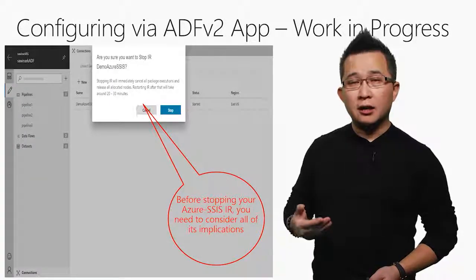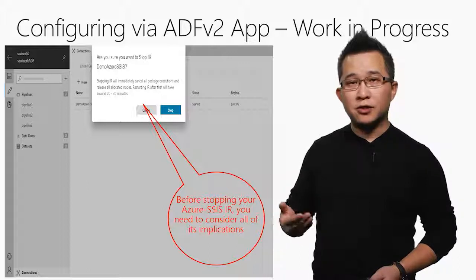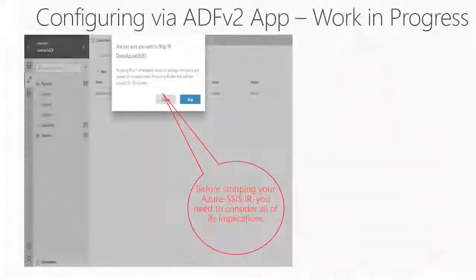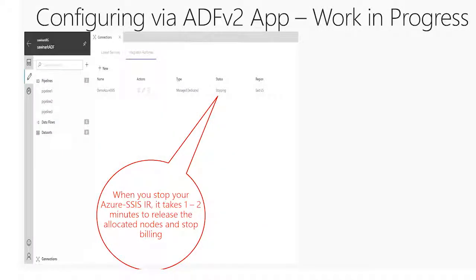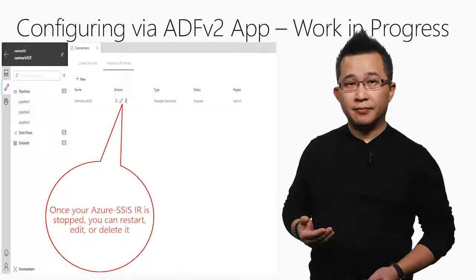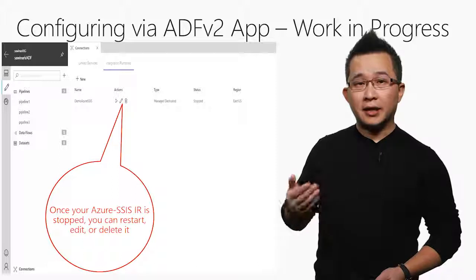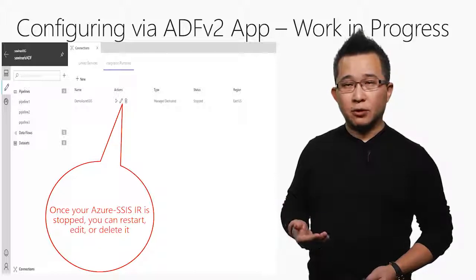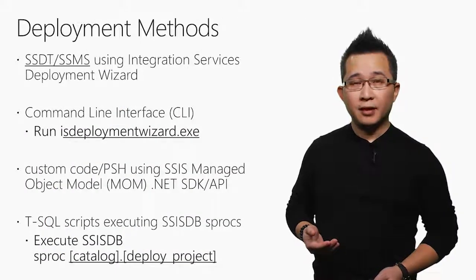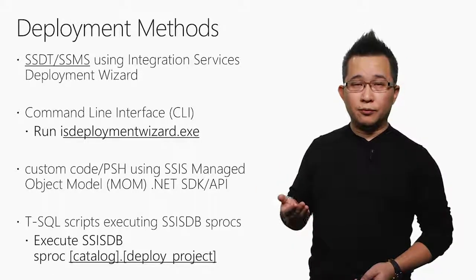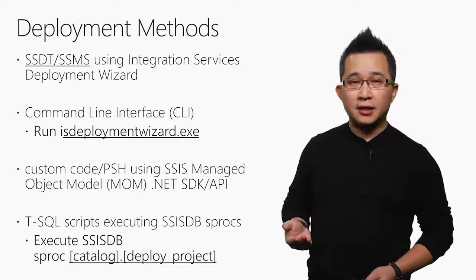You can stop the service, but each time you stop and restart the service, there is about a 20 to 30 minute delay for restarting the node resources. When you stop your Azure SSIS IR, it will take about 1 to 2 minutes to release these resource nodes. Once it is done, you can edit the IR to change the node size or the node type, etc. Now, once you're done, you can start deploying the packages for running on the Azure SSIS IR.